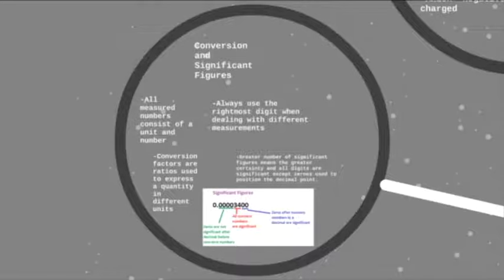Significant figures are the digits we record which are certain and uncertain. The greater number of significant figures in a measurement means the greater certainty. All digits are significant except zeros used only to position a decimal point. And the general rule for rounding is that the least certain measurement sets the limit on the certainty of the final answer.